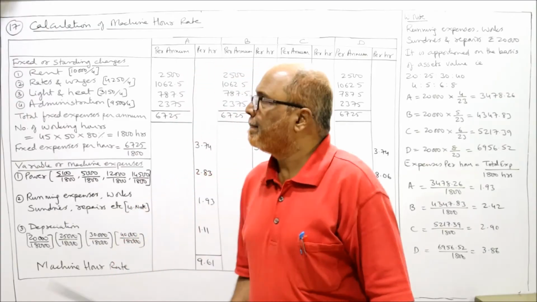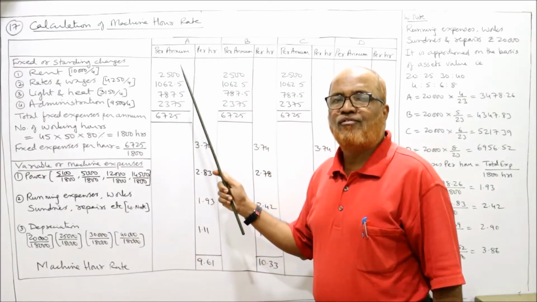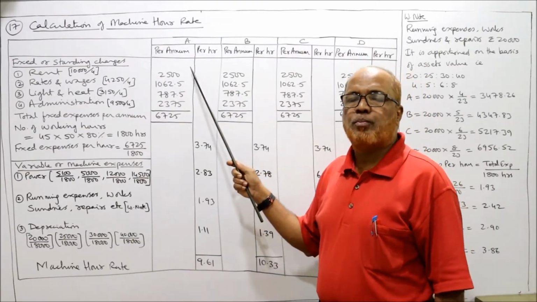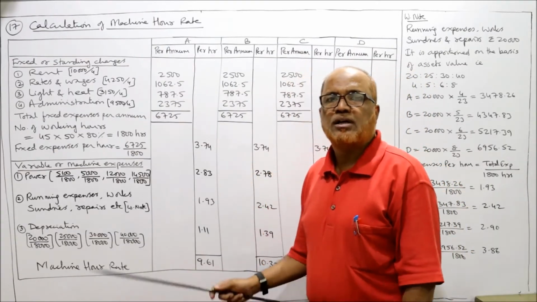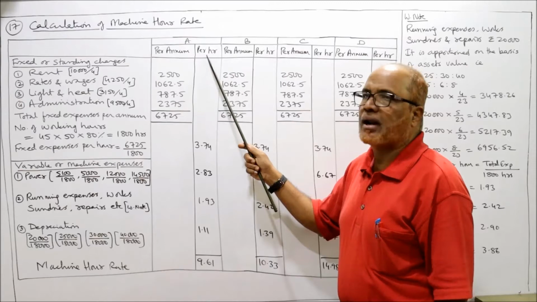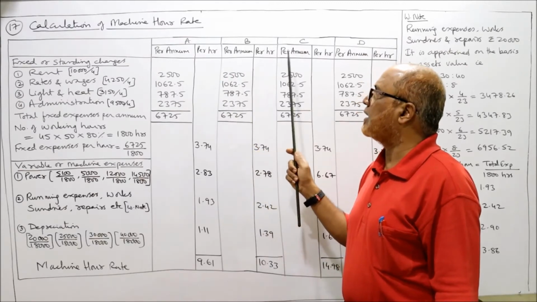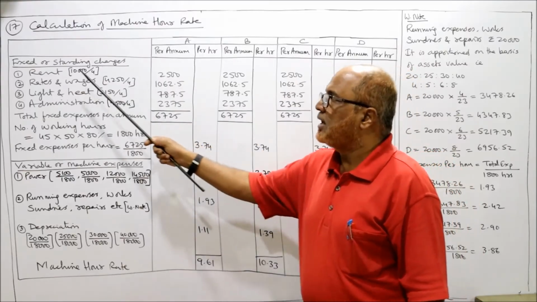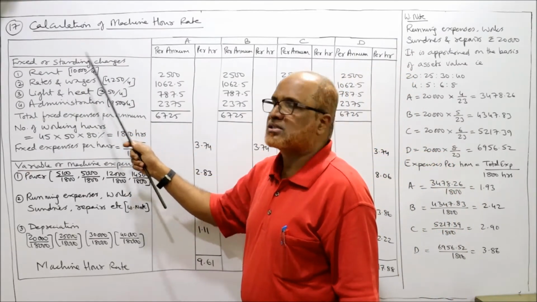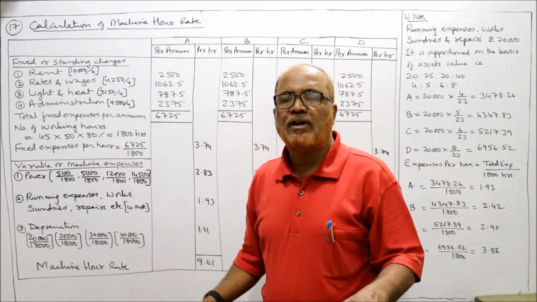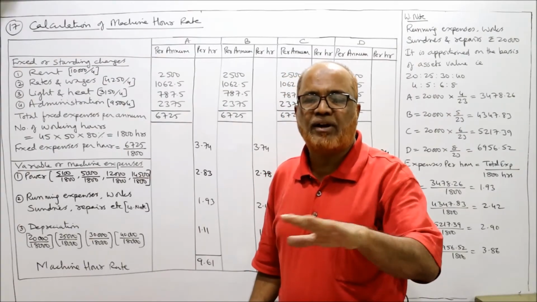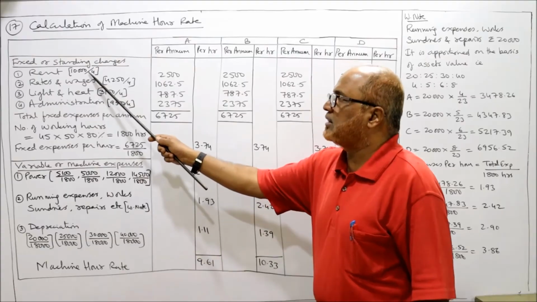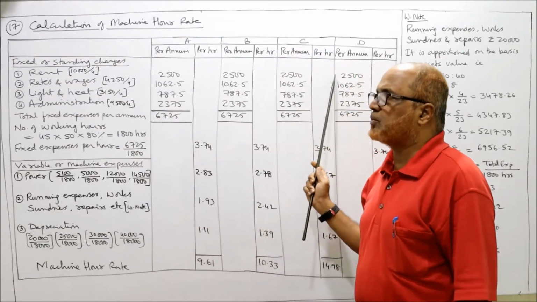Now see carefully. Calculation of machine hour rate. I have prepared 4 broad columns, A, B, C, D. In each broad column, 2 sub columns: per annum and per hour. Like this, per annum and per hour for all the 4 machines. Fixed or standing charges. Rent. Total rent of the department 10,000. This will be divided equally, that means divide by 4. 4 machines are there, so 10,000 divided by 4, 2,500 for each machine.